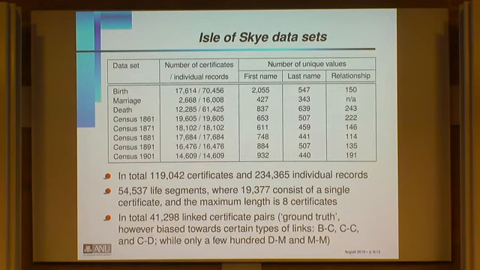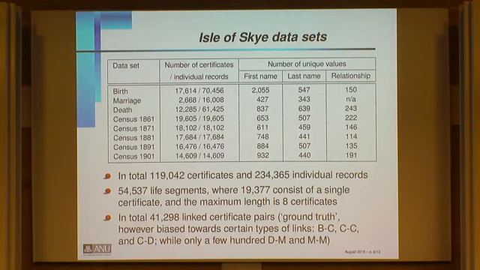Okay, so what does the data look like? This is just a summary of what we're dealing with. We have births and marriages. We have certificates, and because on the certificates there's more than one person, the number of individual records, the number of people, is much larger than the number of certificates. So we're dealing with roughly 250,000 records about individual people, and we're not going to use all of them. We also, as I mentioned before, have something like 55,000 life segments.